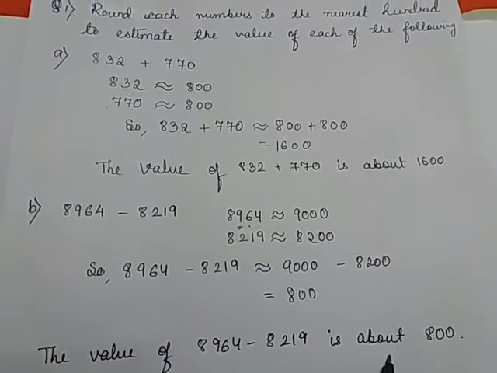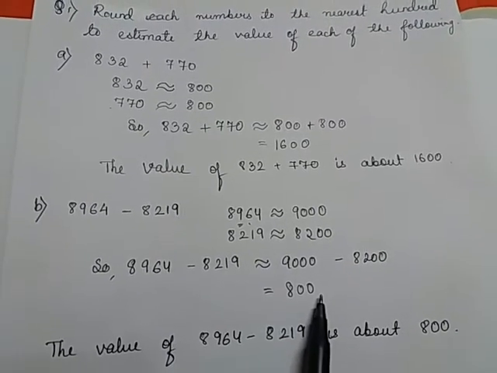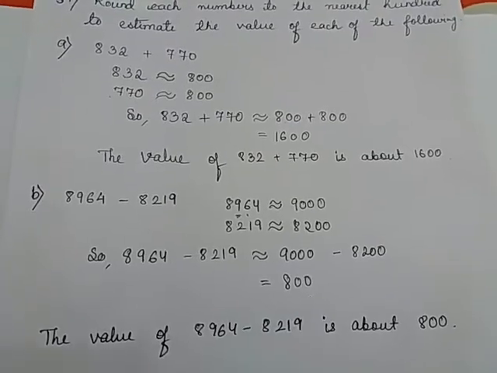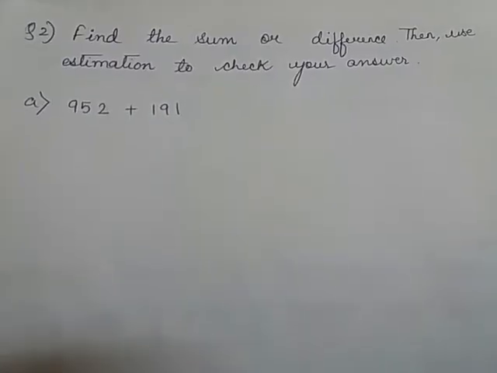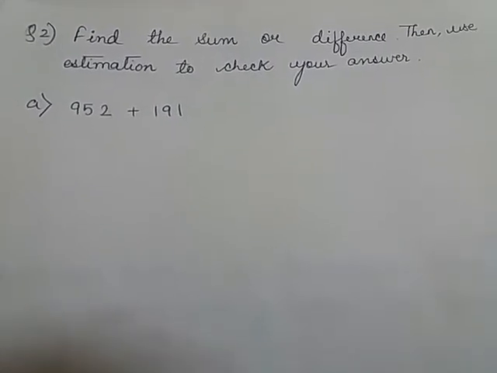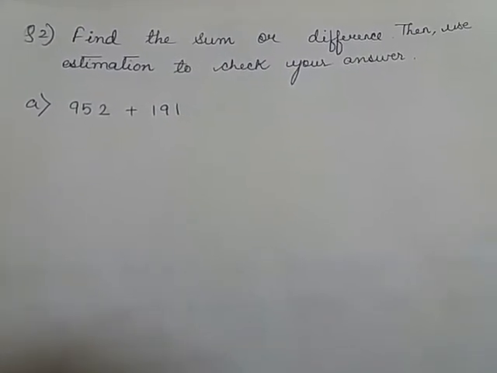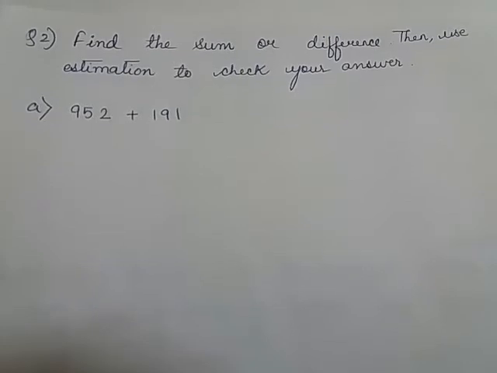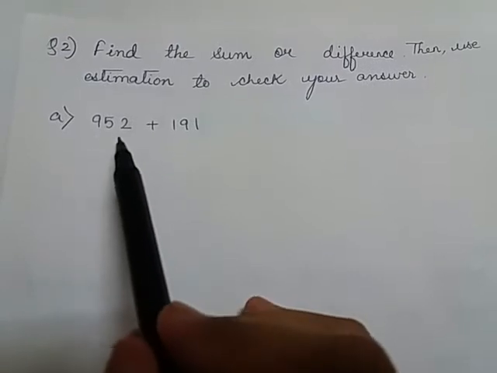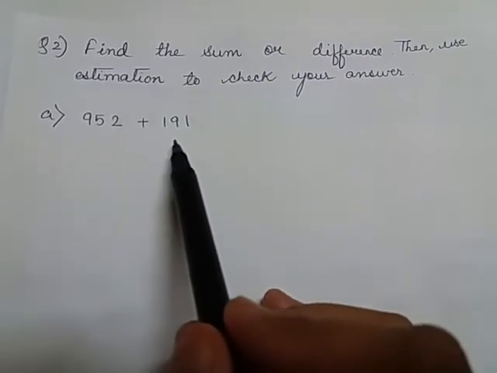So students, I hope you are clear about this type of question. Now let's move to the other questions. Now children, here is another type of question that we are going to solve, that is, find the sum or difference, then use estimation to check your answer. Now the first question is to add 952 and 191.